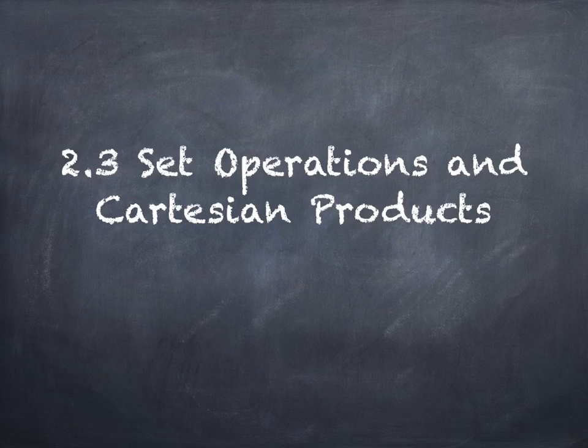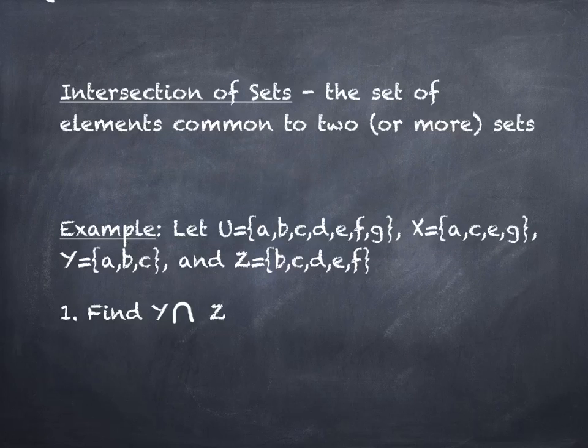2.3 is going to continue our discussion of sets. We're actually going to do set operations, and you kind of could classify Cartesian products as one of those set operations, and we will. The title separates it out, so I did as well. But we're going to do set operations and Cartesian products.